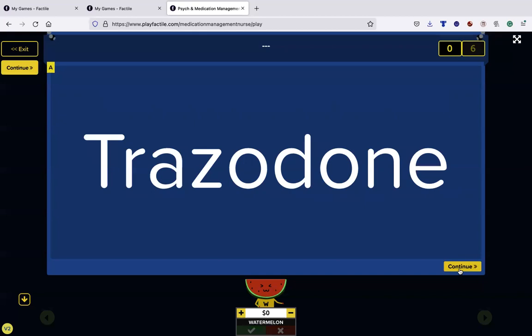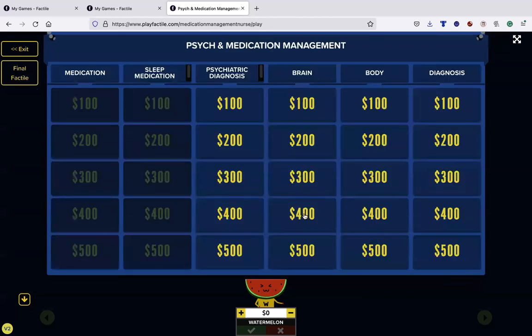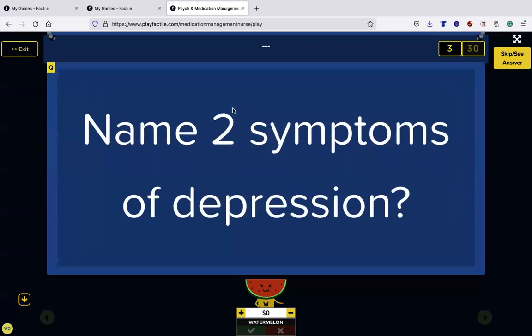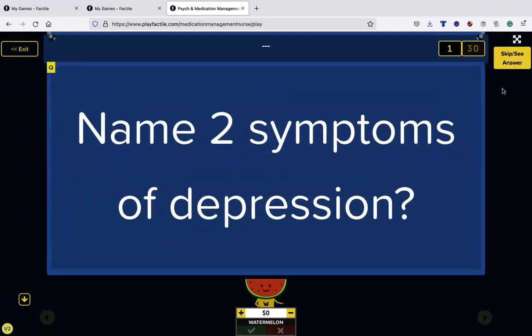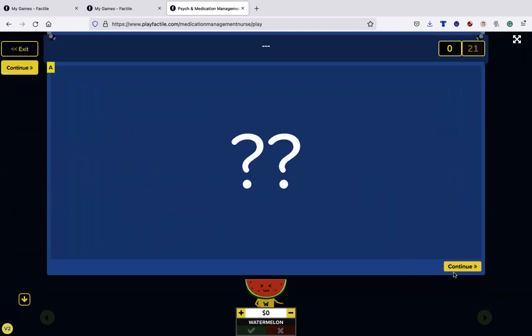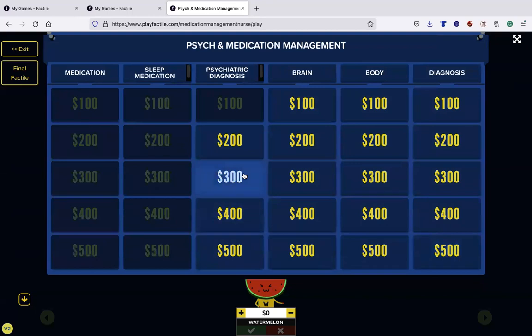So the classification of trazodone, antidepressant. The actual off label use would be for sleep. So psychiatric diagnoses, name 2 symptoms of depression: lethargy, lack of appetite, or increased appetite. There you go. There's many, people present very, very different. Sadness, crying.